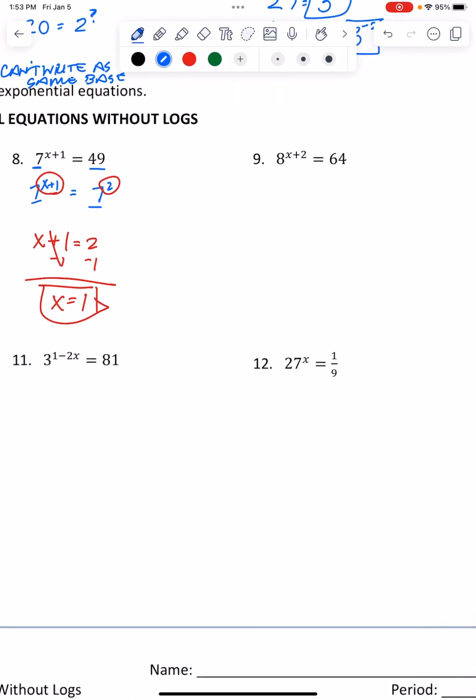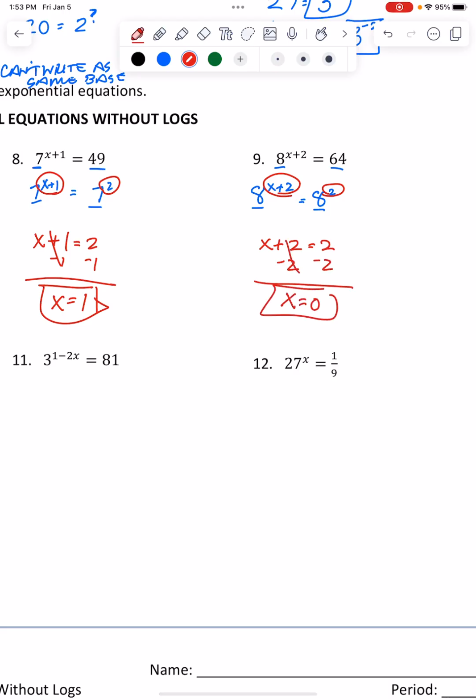Number 9. 8 to the x plus 2 equals 64. Again, the bases are not the same. So we check, can we rewrite 64 as a base 8? We can. We can rewrite 64 as 8 squared. Now again, both bases are 8, so our exponents also have to be equal. So we subtract, and this time we get x equals 0, okay?